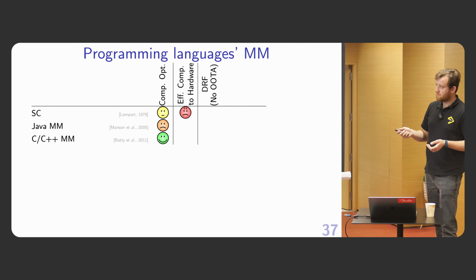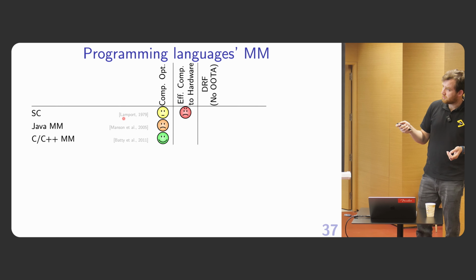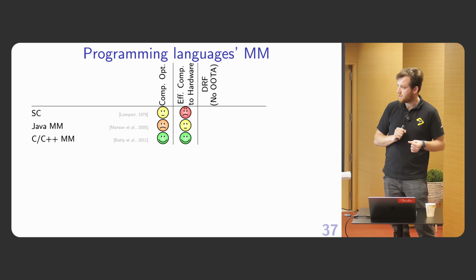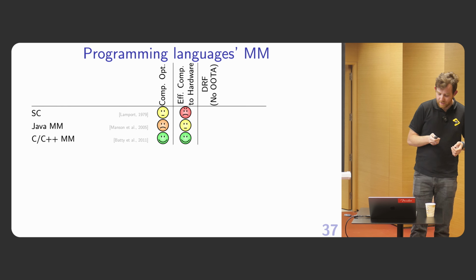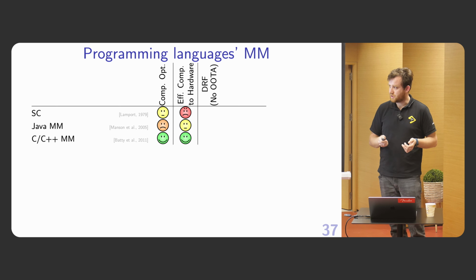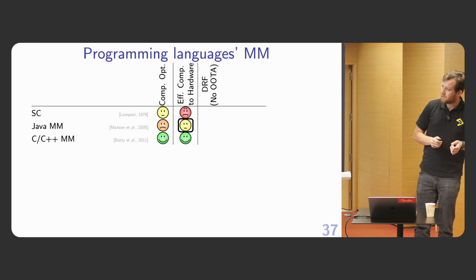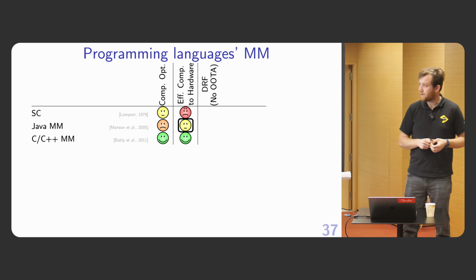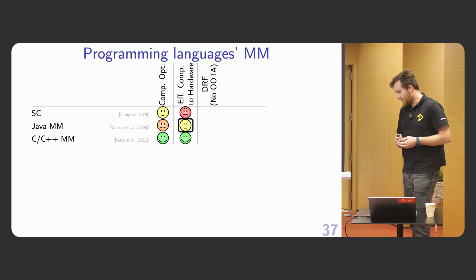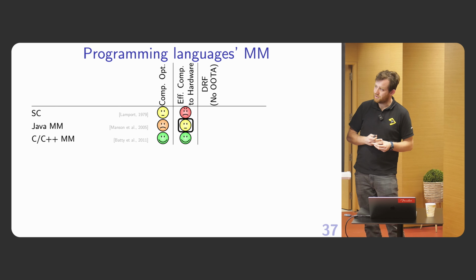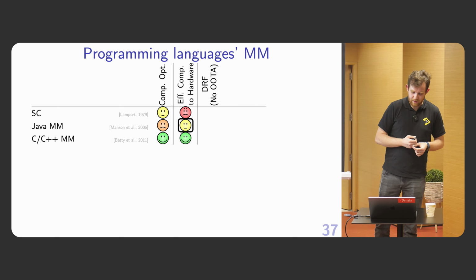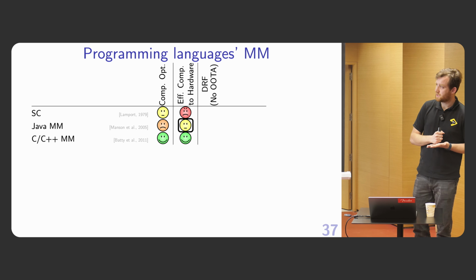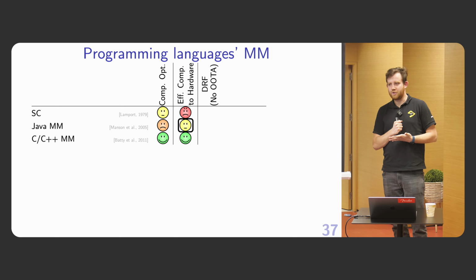Okay, so as we discussed, efficiency of compilation to hardware is not that good for sequential consistency. For Java and C++, the situation is much better. Actually, as you can see, for Java I used a neutral phase, and the reason is that there is a very interesting situation: the current implementation of HotSpot for IBM Power processors is even too efficient.